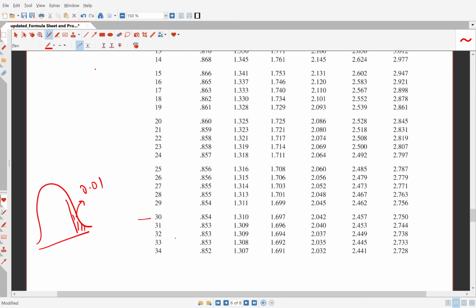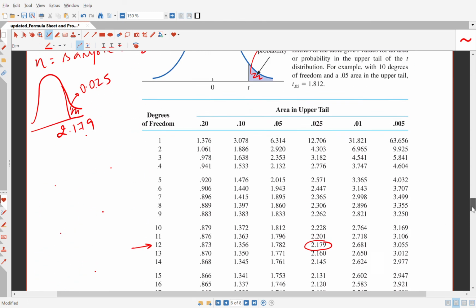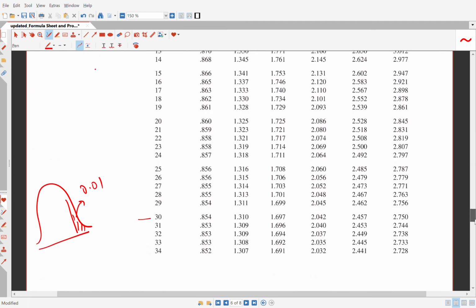Now where is 0.01? Let's go to the top of the table. So this is 0.2, 0.1, 0.05, 0.025, so 0.01 is column number 1, 2, 3, 4, 5. So column number 5. Let's go down to 30 degrees of freedom and column 5. So 1, 2, 3, 4, 5. This is the t-score. So the answer is 2.457.